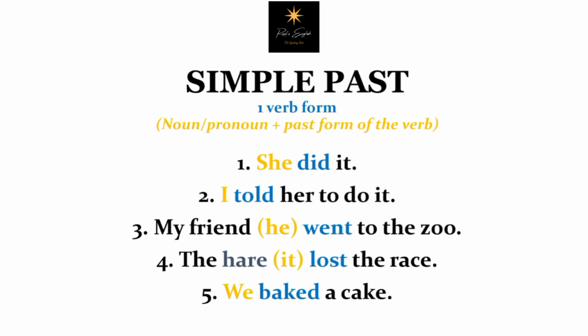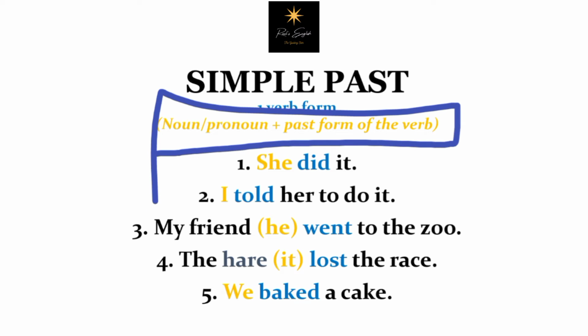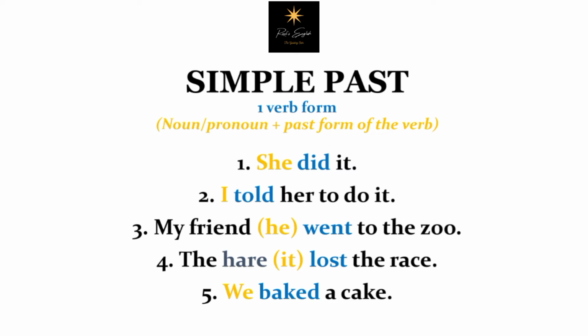The simple past. Remember it has one verb form, and you just put the noun or the pronoun and the past form of the verb. Number one, she did it. That's all. She is the pronoun, did is the past form of do. We'll do all that stuff later. We're just doing the structure and the form. Number two, I told her to do it. Again, I told, simple past.